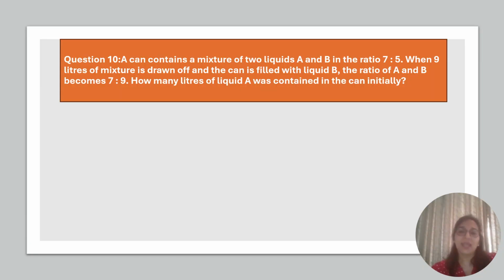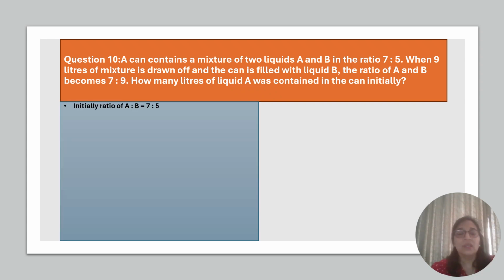Let's understand question number 10. A can contains a mixture of two liquids A and B in the ratio 7:5. When 9 liters of mixture is drawn off and the can is filled with liquid B, the ratio of A and B becomes 7:9. How many liters of liquid A was contained in the can initially? Now, the initial ratio of A to B is 7:5. So we don't know the total quantity, so we term it as 12x liters.